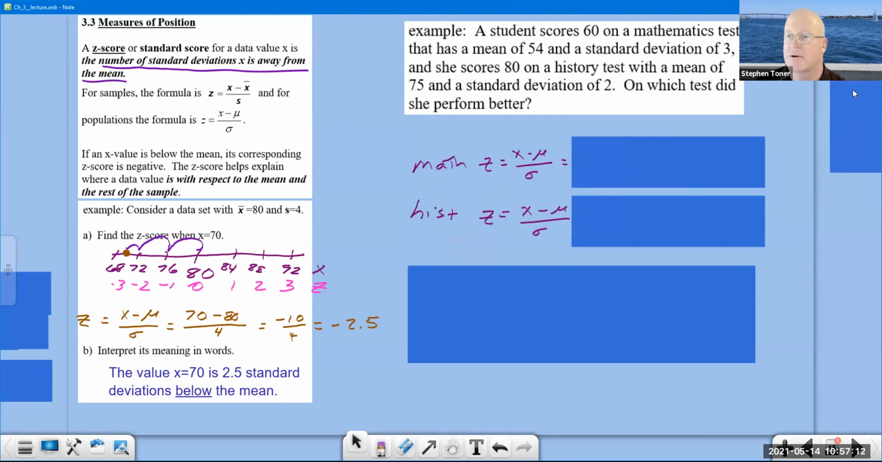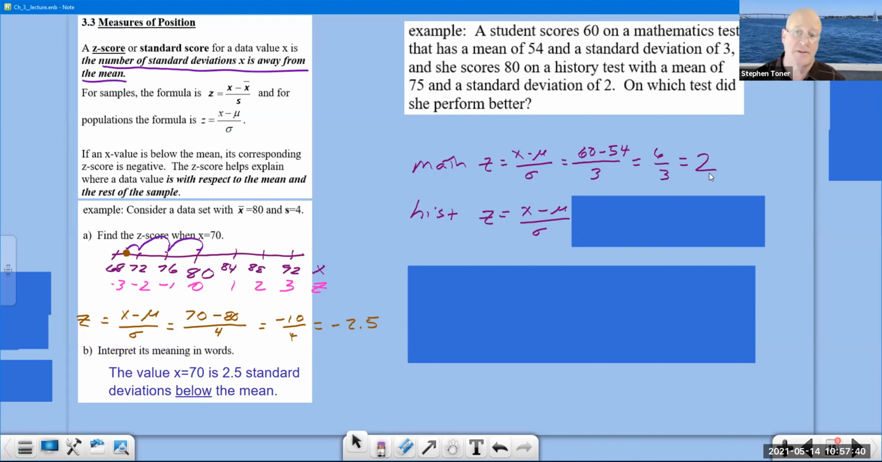So what I've done here is I've written the formula down twice. We're going to do the calculation once for math and once for history. Now in math, we're going to enter these values here. Her test score was 60, subtract away the mean, which was 54, divide by the standard deviation of 3, and you can see that 6 divided by 3 is 2. So in the math test, she scored 2 standard deviations above the mean.